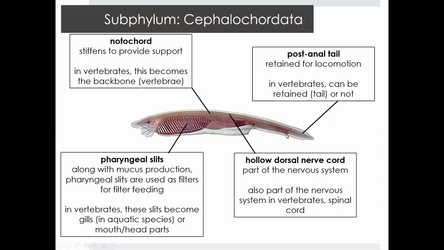And then finally, we have the hollow dorsal nerve cord. This is, again, part of the nervous system. Similarly, in vertebrates, this will also become part of the nervous system, developing into the spinal cord. All right. So this is one of the subphyla we're going to talk about in our non-vertebrate chordates.